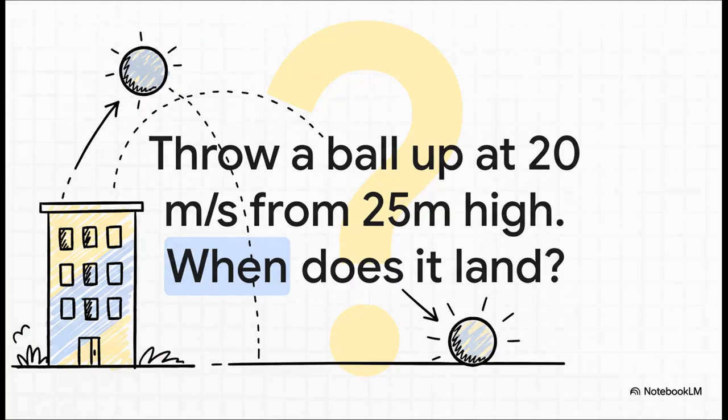It's a classic one, similar to example 2.3 in your book. So, picture this. You're standing on top of a 25-meter high building. You take a ball and you throw it straight up at 20 meters per second. Now what's going to happen? The ball will go up, it'll stop for a split second, and then it'll come back down, past you all the way to the ground. The big question is, how long does that whole journey take?